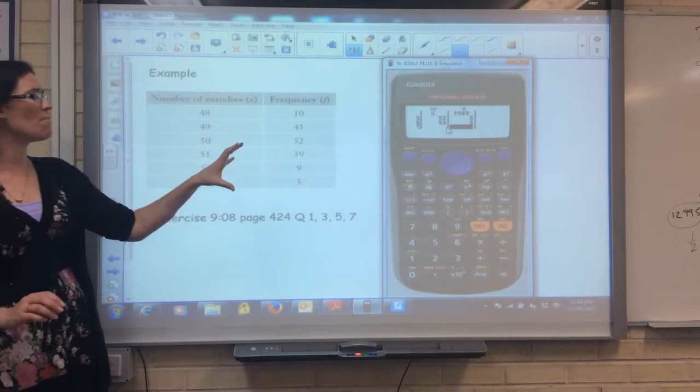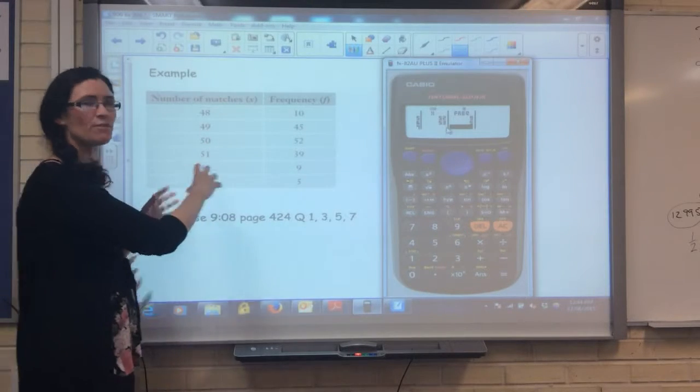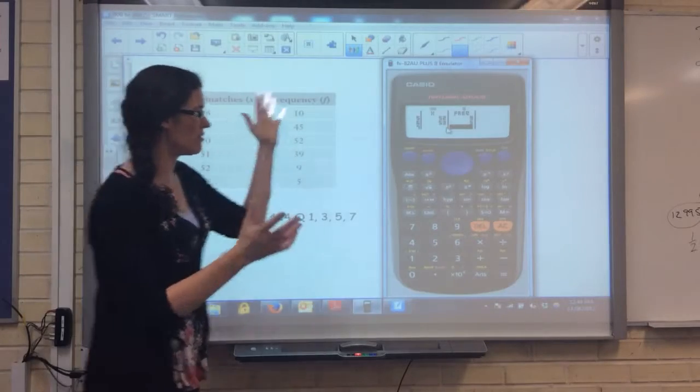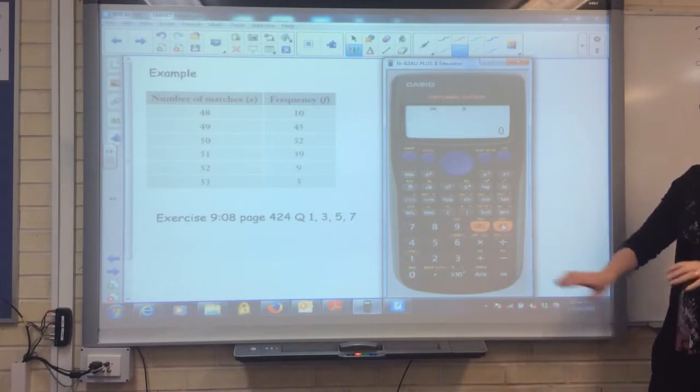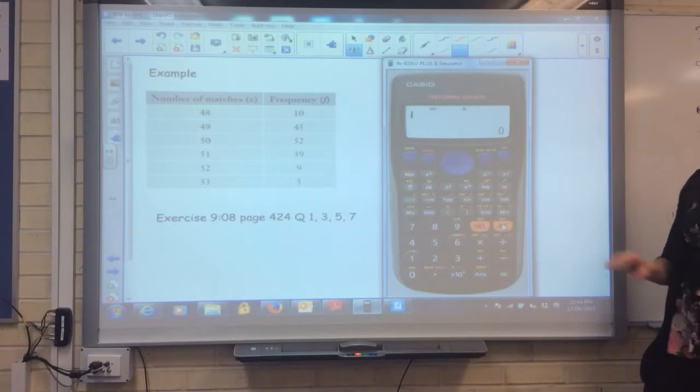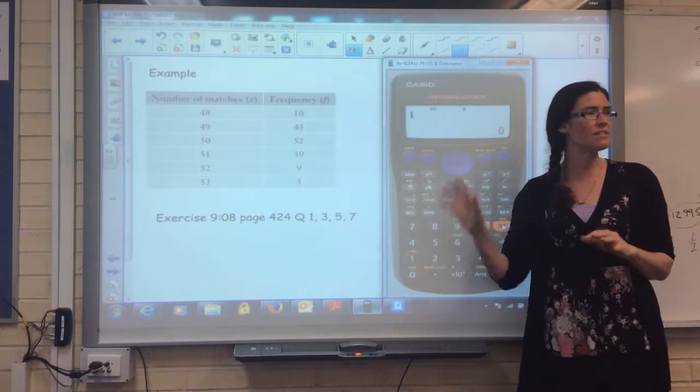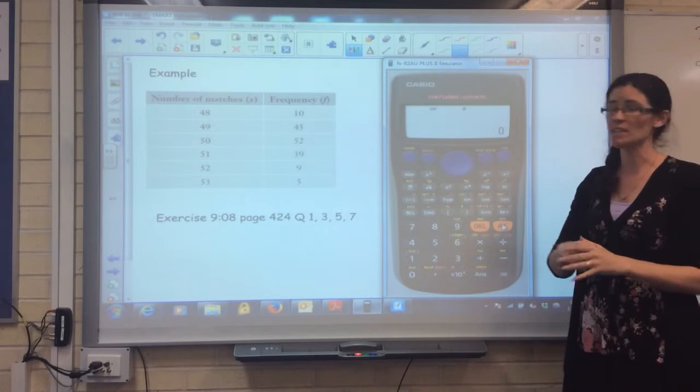Now once we have all our data in, remember we need to go out of that screen before we start doing calculations. It's just a bit weird that way. So once it's all entered, we press all clear. That does not clear our data. It just clears it from the screen. It still remembers, it's still in its memory. We're just not seeing it on our screen.